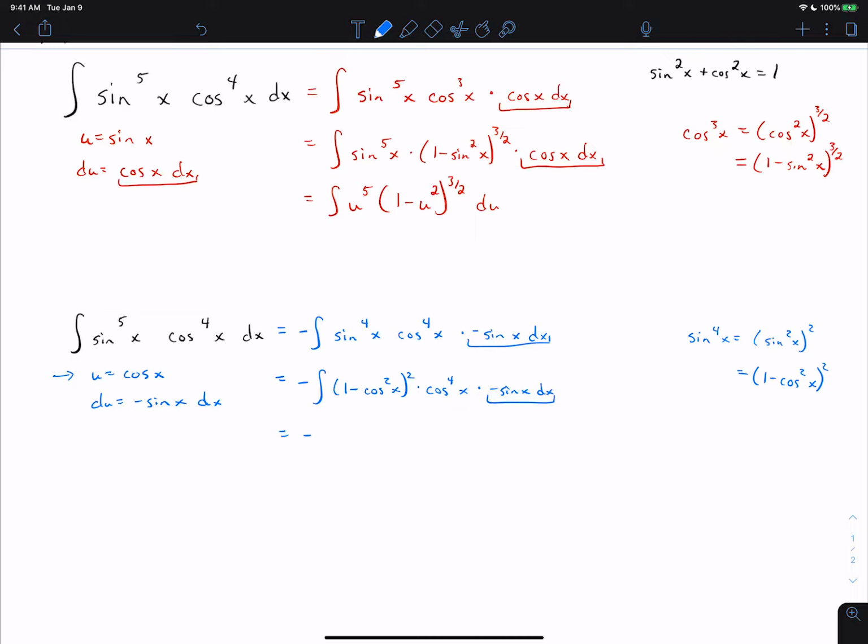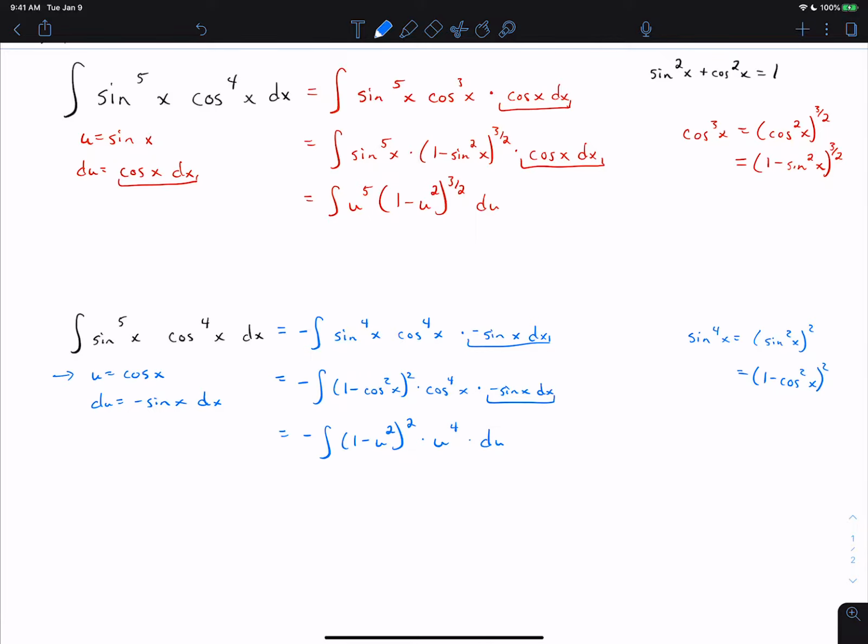We rewrite that using u and du. So we get 1 minus u squared times u to the fourth times du. So the steps to that point in both versions of the problem are basically the same. Now I want you to pause for just a second and look at the last step in each problem.